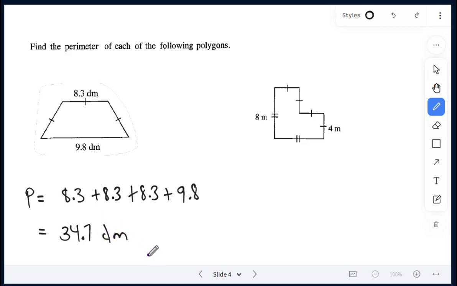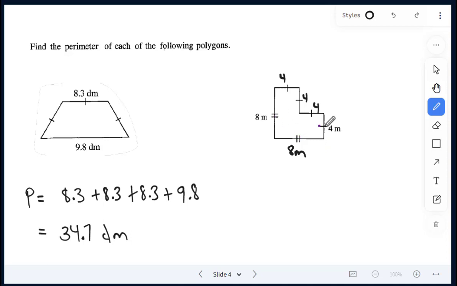Our next example, we have this figure here. Again, we have the double tick mark, so that means these two sides have the same length. So this here would be 8 meters, and then 4 meters, 4 meters, 4 meters, 4 meters for all of those. So let's quickly fill that in. That's 4, 4, and that is 4 as well.